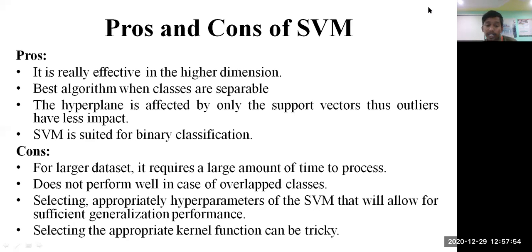Selecting the appropriate kernel function can be tricky because sometimes you will get confused whether to go with the radial basis function or the linear kernel function or the polynomial kernel function. That depends on how you are going to select your hyperplane. Okay, so that's it about your SVM, guys.